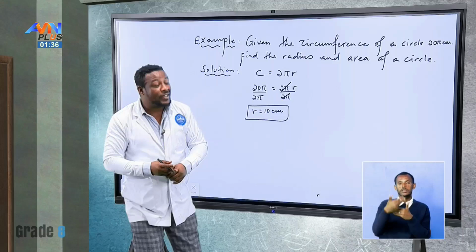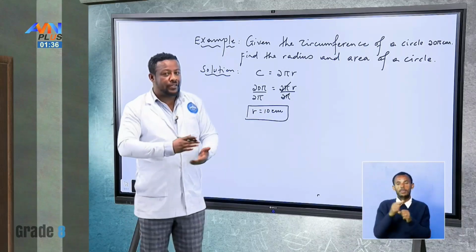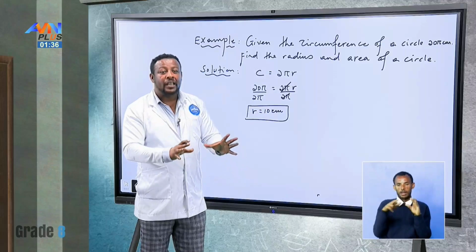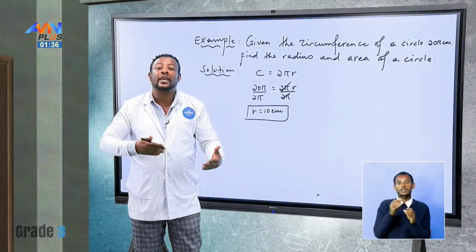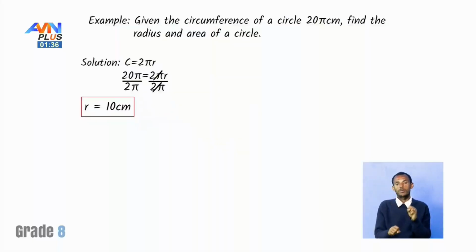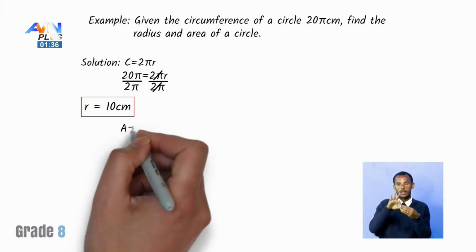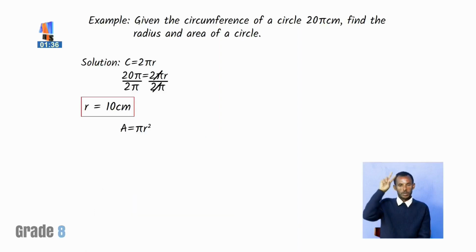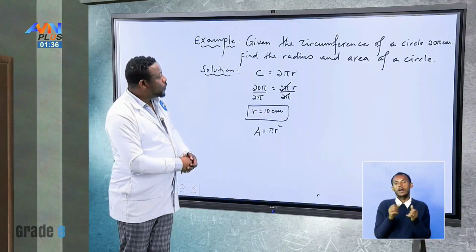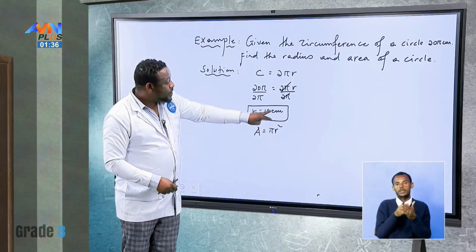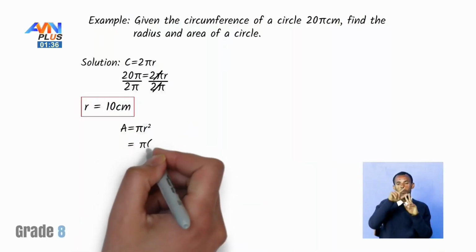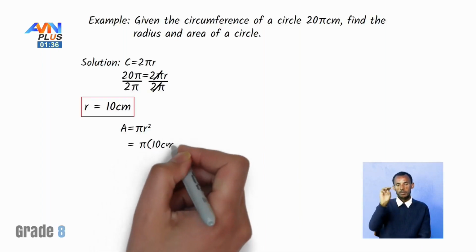Next, we are also asked to calculate the area of a circle. Now, if you have the radius, calculating the area of a circle is a straightforward activity. So, area of a circle is pi r square. This is the formula. You need to know the formula to calculate the area. Otherwise, you cannot calculate it. So now r is already known. So this becomes pi times 10 centimeter square.